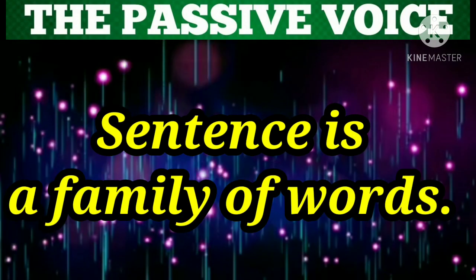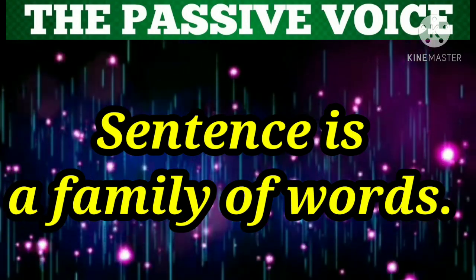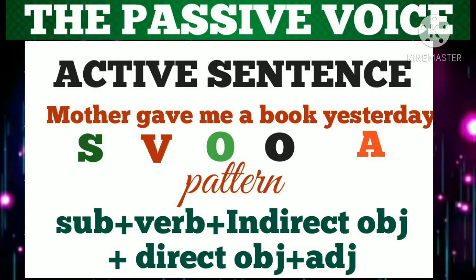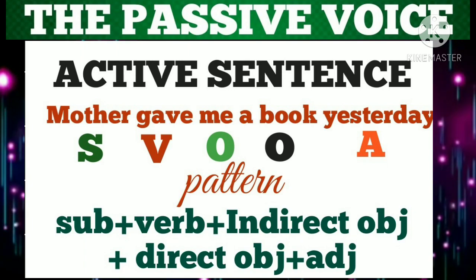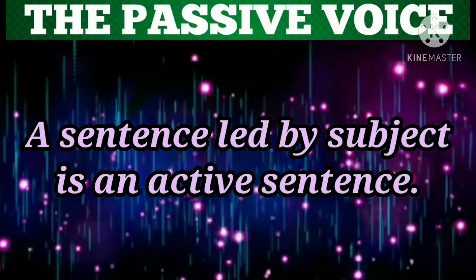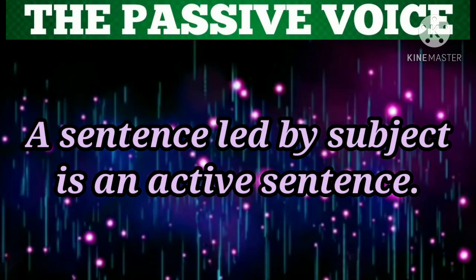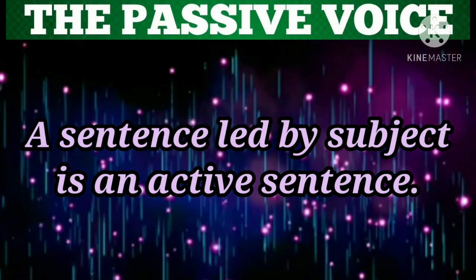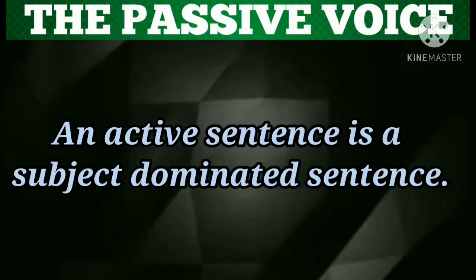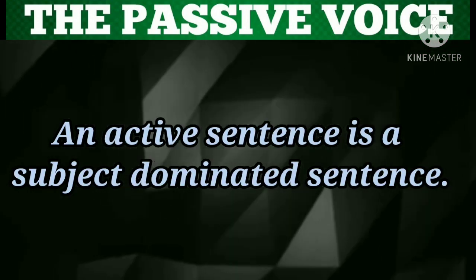You know, students, a sentence is a family of words. If the head of the family takes the lead, then the family will be called an active family. If a sentence is regarded as a family, the subject will be the head. Thus, a sentence which is led by the subject is called an active sentence. In other words, an active sentence is a subject-dominated sentence.